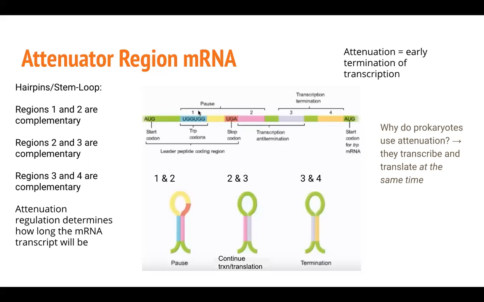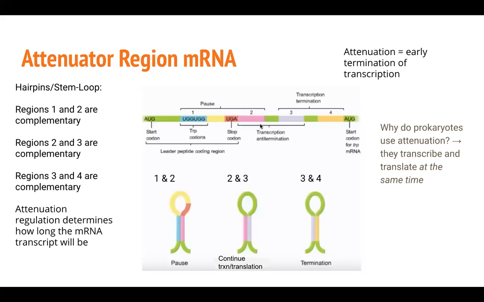Yeah, so if regions 1 and 2 bind together, that means regions 3 and 4 will also bind together. Oh, you're right, yeah, I forgot about that. Yep. If you get a situation where 1 and 2 bind together, 3 and 4 are evidently going to bind to each other also. And if 3 and 4 bind to each other, that's how it results in a termination like this.